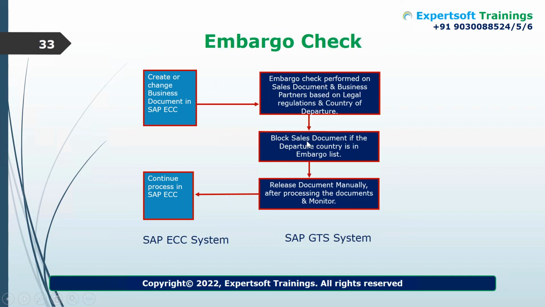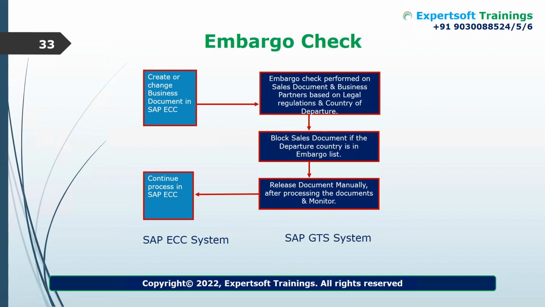Will this only check the country of departure, or also the country that is accepting these goods? As I said, there are two situations. Either you place a complete embargo or you place a partial embargo. In the partial embargo scenario, both your departure and destination country will be checked. But in case of a complete embargo, which is your global embargo, only your country of destination will be checked.